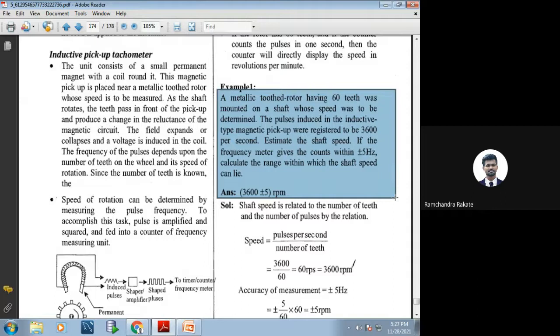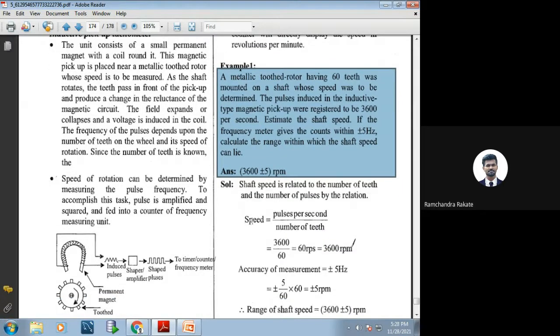Estimate the shaft speed. If the frequency meter gives the counts within plus or minus 5 hertz, calculate the range within which the shaft speed can lie. So we have the equation: speed is equal to pulses per second upon number of teeth. Pulses they have given as 3600 upon the number of teeth, 60. So 60 RPS, that is 3600 RPM.